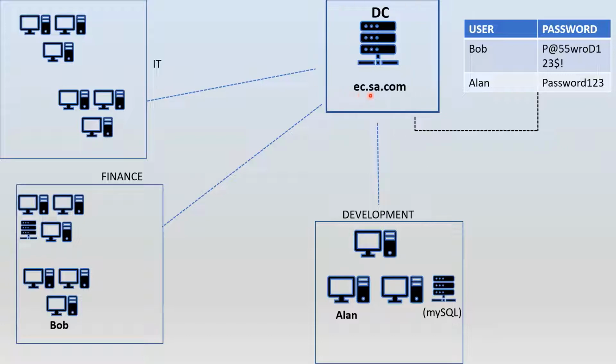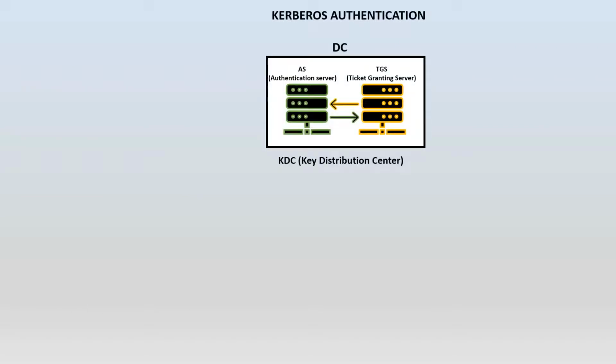We see the domain ec.sa.com. Users Alan and Bob both belong to the same domain, and every time they want to access a service or a login, they will have to authenticate to the domain controller. How do they do it? They use a protocol called Kerberos, which I'm going to explain very briefly. There is a key distribution center installed in the domain controller, and it has two parts: the authentication server and the ticket granting server.